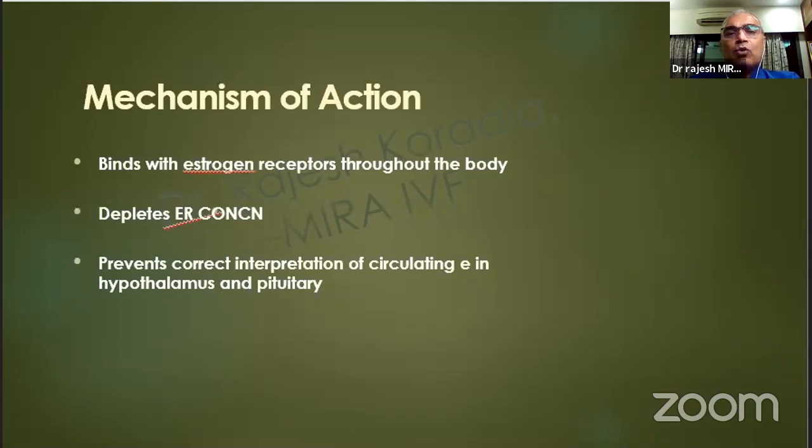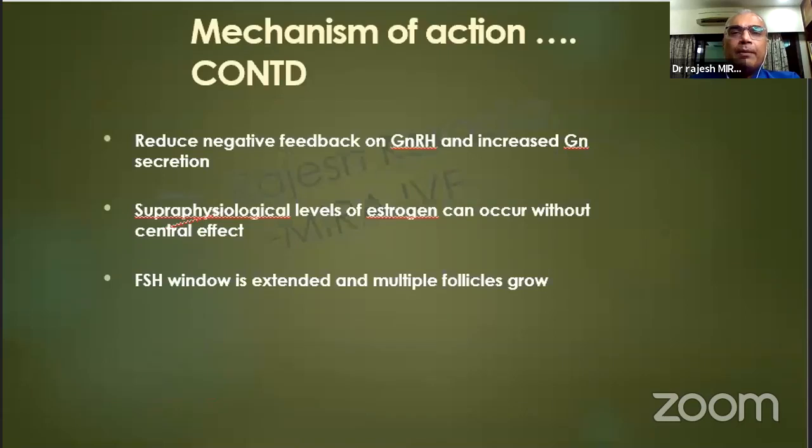It binds the estrogen receptor throughout the body, depletes the estrogen receptor concentration, and prevents the correct interpretation of the circulating estrogen in the hypothalamus and pituitary. It makes the pituitary and hypothalamus blind to the estrogen level. So the pituitary thinks that there is no estrogen, so it keeps bombarding the FSH secretion. There is a reduced negative feedback, and a supraphysiological level of estrogen happens. And the FSH window is extended, and that's the reason why multiple follicles grow with clomiphene, not commonly with letrozole. It scores over letrozole for multifollicular development.